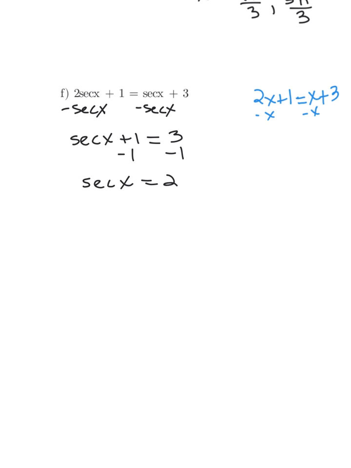Secant is the reciprocal of cosine, and that's positive in quadrants 1 and 4. If the secant is 2, what you have to remember then is that the cosine is 1/2. So in quadrant 1 and quadrant 4, what angle or angles has a cosine of 1/2? Well, that happens when x is pi over 3 and 5 pi over 3.